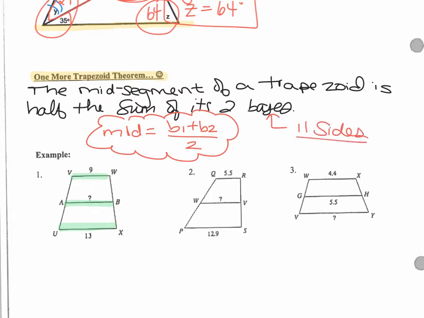So if we take a look at this first example, I'm going to add my 2 bases. My 2 bases are 9 and 13, and then I'm going to divide by 2. 9 plus 13 is 22. 22 divided by 2 is 11, which is the length of my mid-segment.